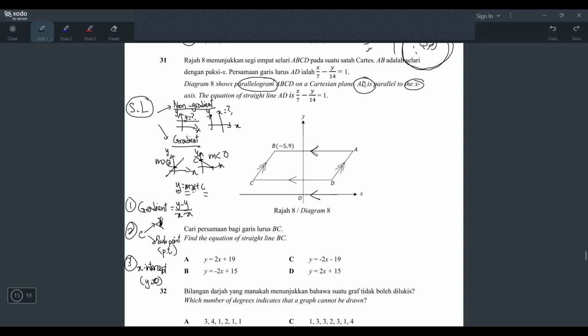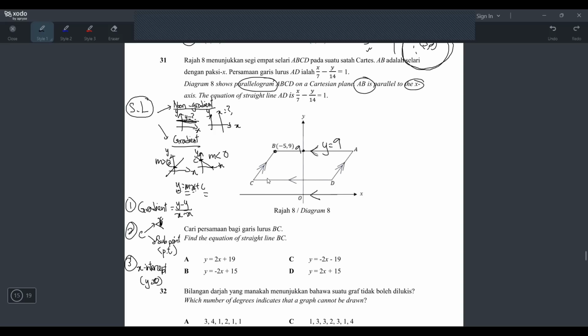Okay, let's think about this. AB is parallel to the x-axis. Can you tell me AB is a gradient line or non-gradient line? Non-gradient line. Good. Why is it non-gradient? Because if it's parallel to the x-axis, it's completely horizontal. And when it's completely horizontal, it has no gradient. So the equation will look like this: y equals a number. And I will tell you now it is y equals 9. How do I know? Because this B is (negative 5, 9), so definitely this is 9. It means this line cuts the y-axis at 9, so y equals 9.